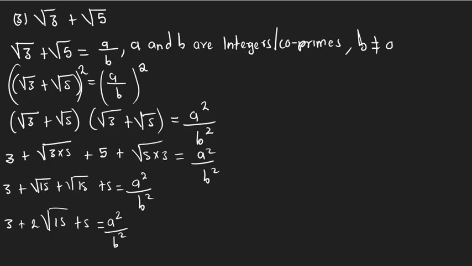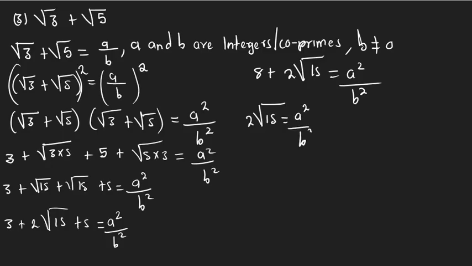So altogether, what is 3 plus 5? That is 8. So we're going to get 8 plus 2 root of 15 equal to a power 2 over b to the power 2. When we reach here, we can say that 2 root of 15 is going to equal a power 2 over b power 2 minus 8, over 1. Then we can do our calculations.